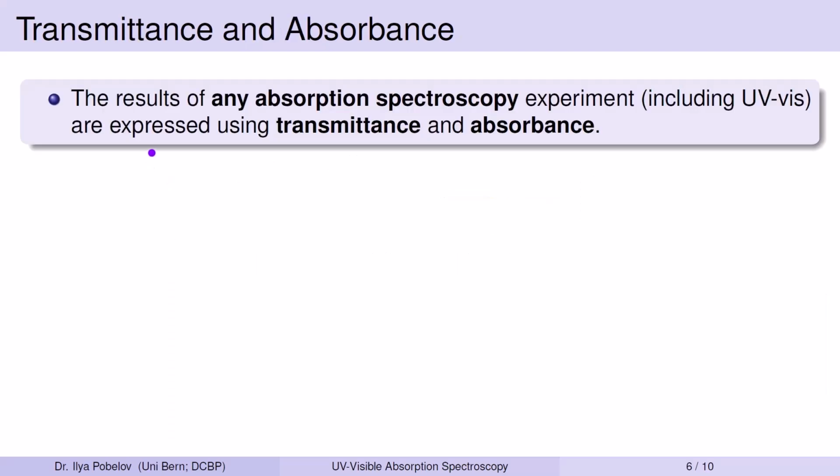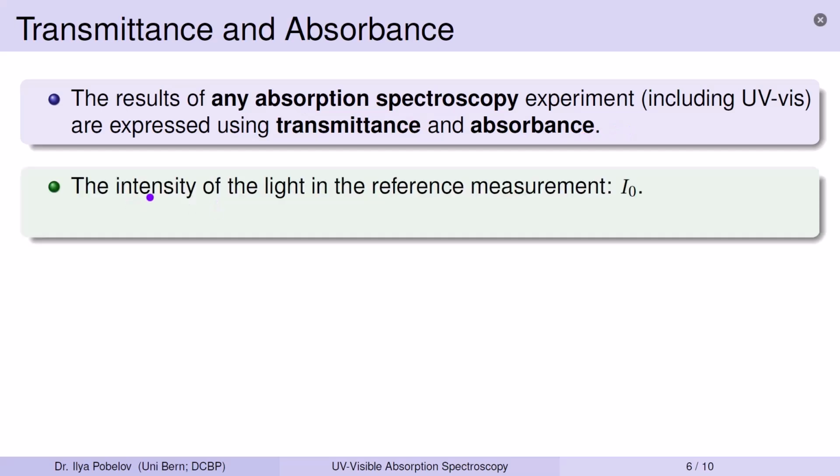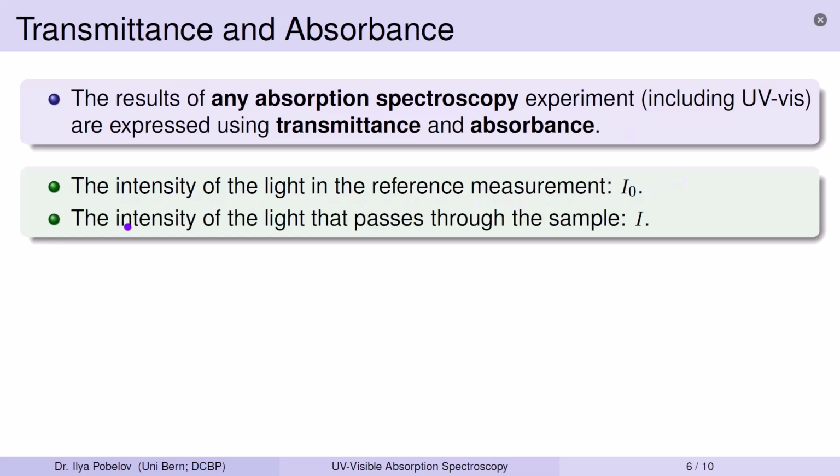The results of any absorption spectroscopy experiment, including UV-Vis, are expressed using two key parameters: transmittance and absorbance. During the experiment, we measure two light intensities. The first is the intensity of the light in the reference measurement, denoted as I0. The second is the intensity of the light that passes through the sample. We denote it as I.